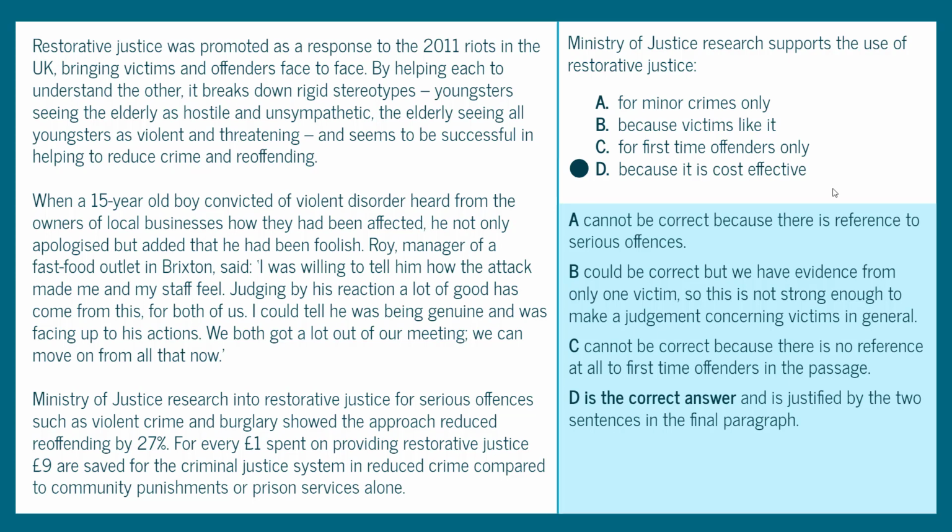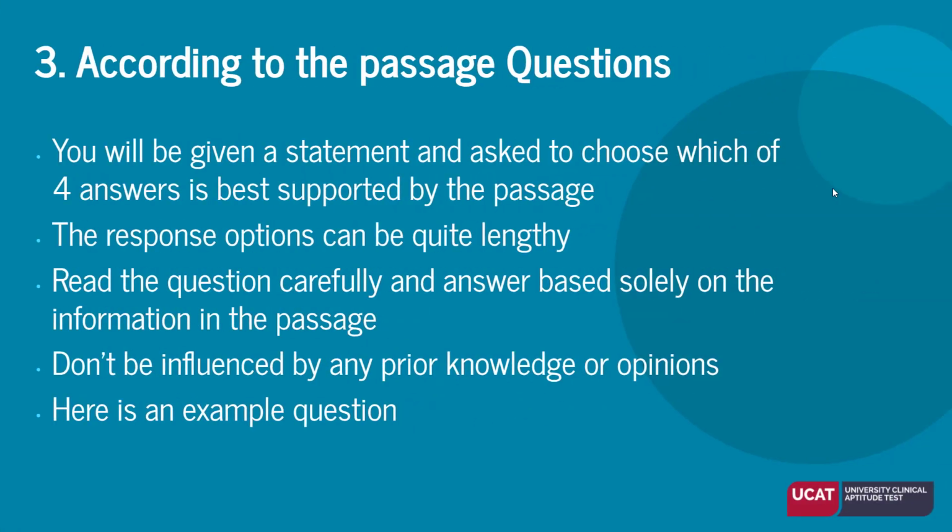So sometimes you might not know exactly what the keyword is, and in my case, I didn't know. I thought it was restorative justice. When I read that, I didn't get the answer. When I looked at it again, I said there's another keyword I can use, which is Ministry of Justice research. Then we look at it, and there's the exact keyword there in the last paragraph. Bang, and we found the answer.